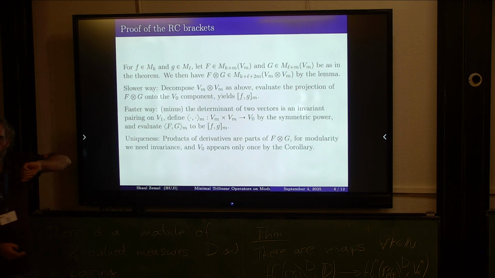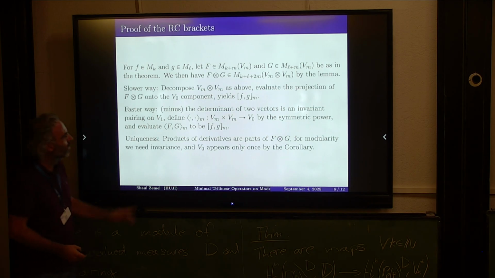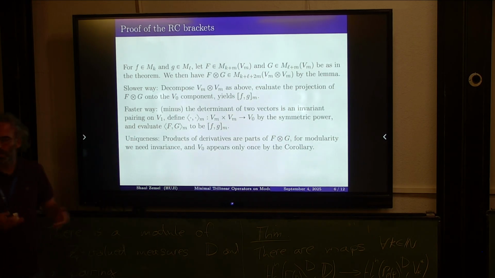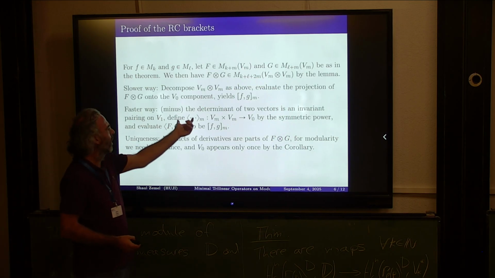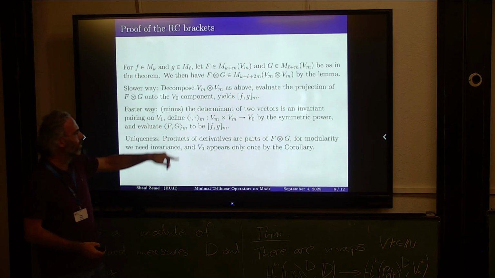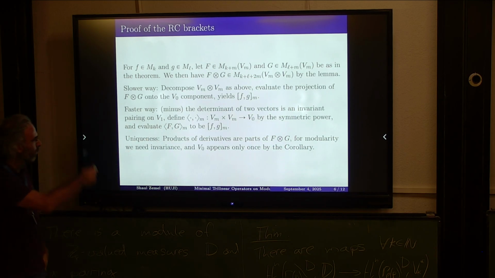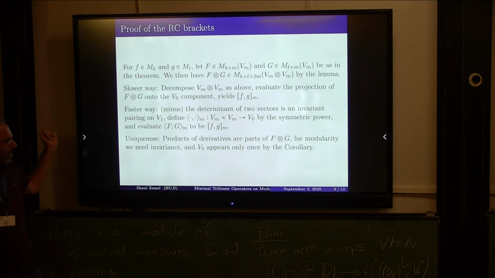But this is the slower way to do it. The faster way to do it is observing that all these VMs are self-dual because they're the only irreducible ones with their dimensions, and simply evaluate the pairing, and the pairing comes from the determinant of V1 and then the CM pairing of this, and this makes the computation significantly faster.